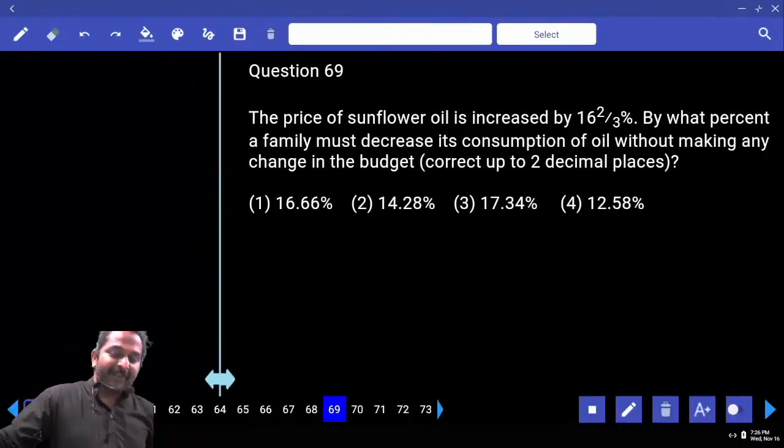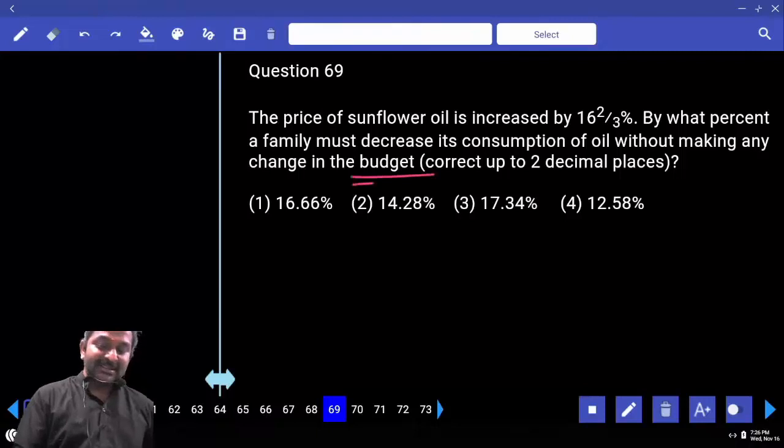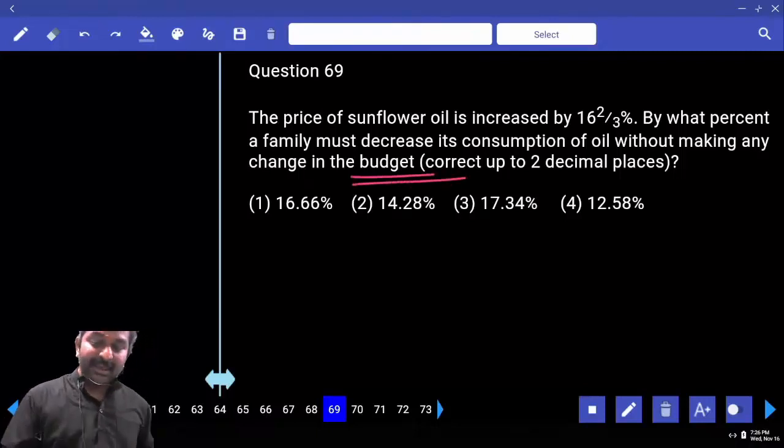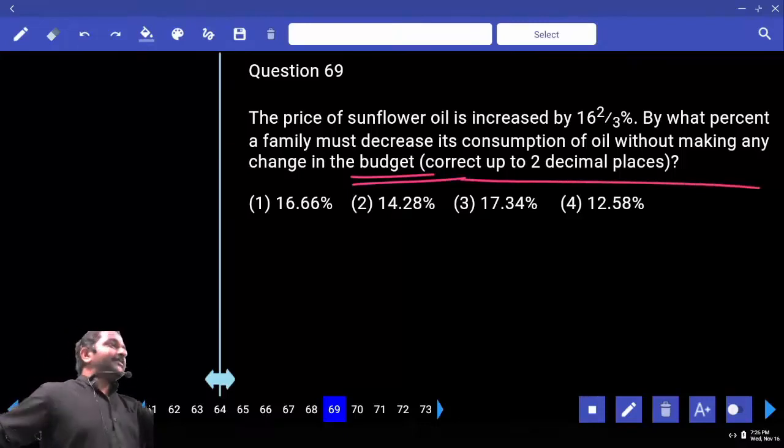The price of sunflower oil increased by 16 2/3%. By what percentage must a family reduce its consumption of oil without making any change in the budget? Budget in the sense expenditure. Budget in the sense expenditure, right? So now expenditure is constant.